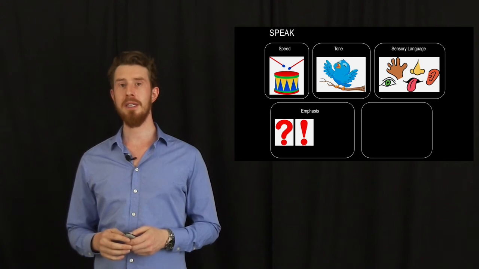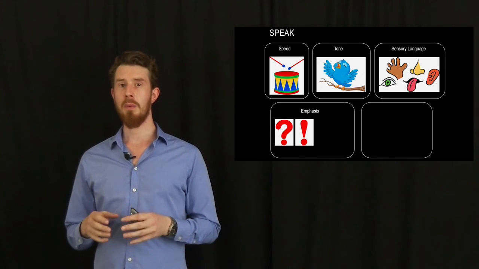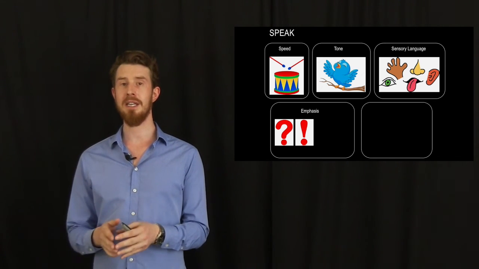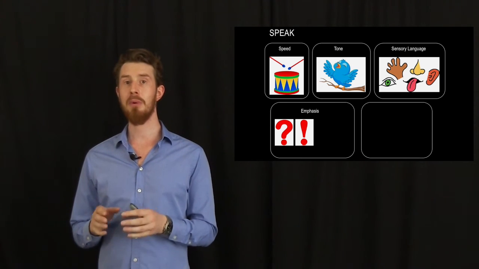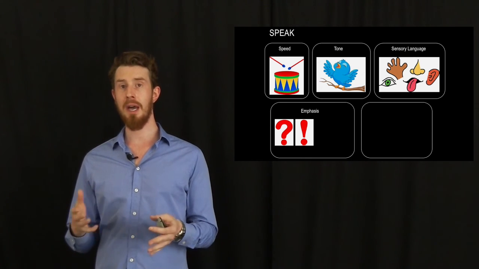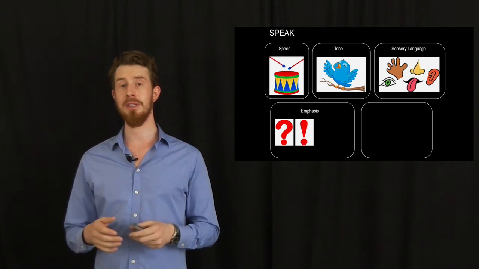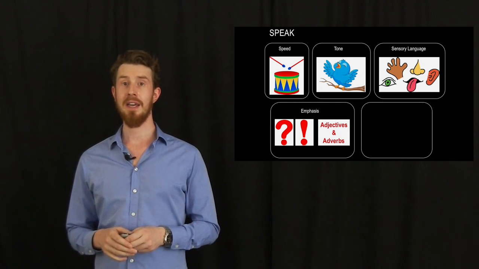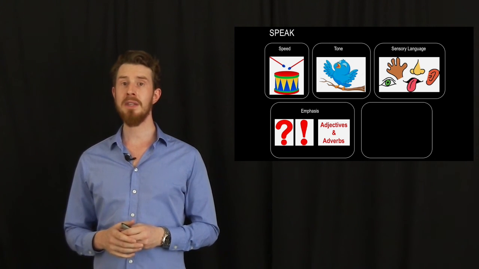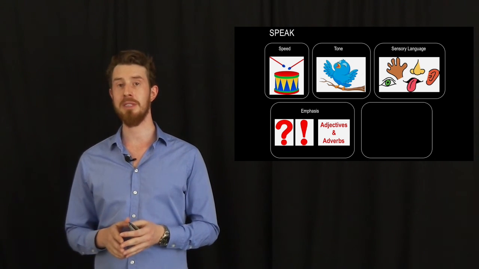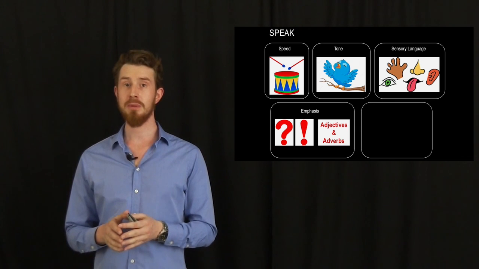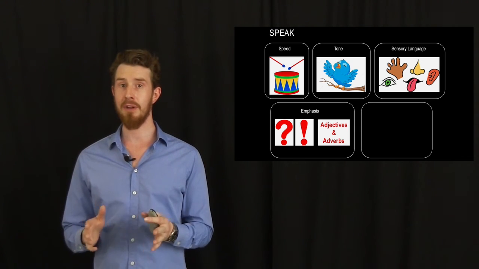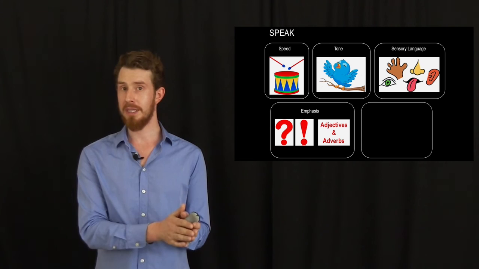Another place that you could put the emphasis or the stress within your sentence would be somewhere that's not necessarily at the end of the sentence, but more in the middle. And I've just chosen a couple of examples of the types of words that you might want to stress. And they are adjectives and adverbs. The reason that you would want to stress the adjective or the adverb is that when you do, the resistance will go on the adjective or the adverb rather than on the thing that follows it.